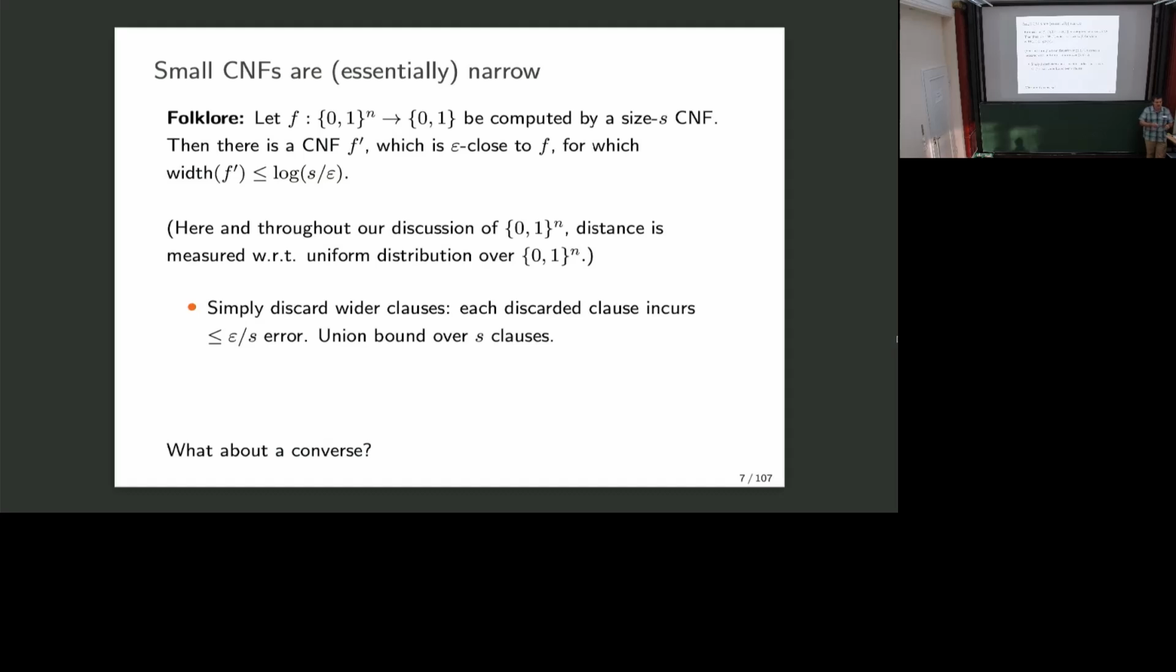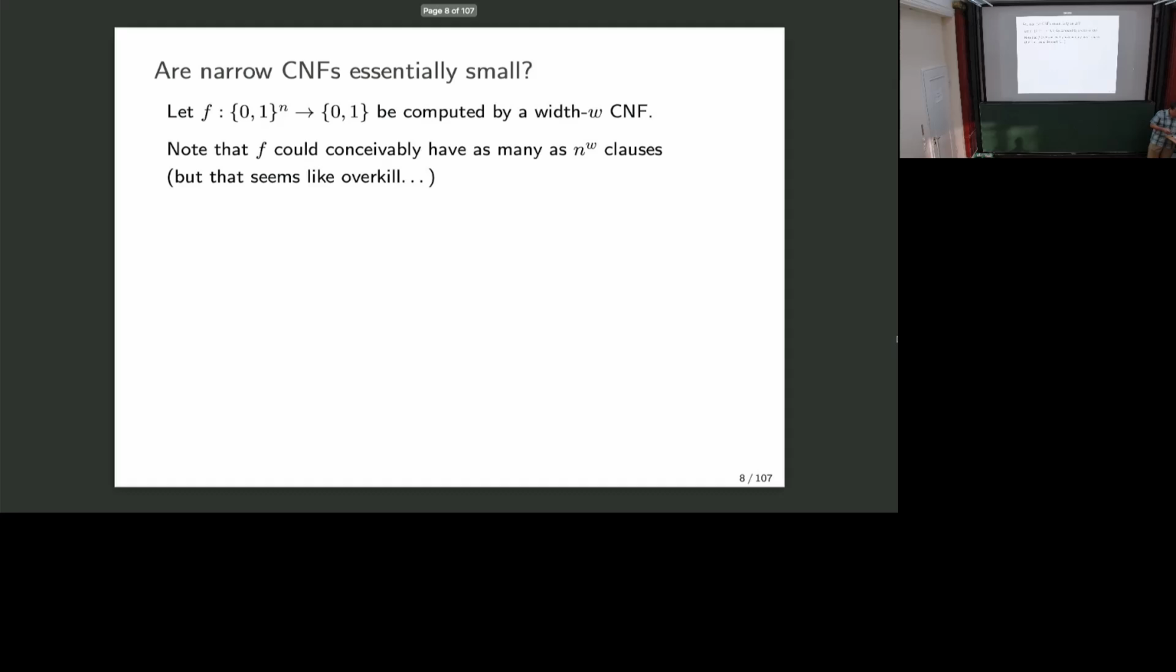Does something like this hold in the other direction? And that turns out to be a much more interesting and richer problem. So we can formulate this as follows. Suppose I give you a narrow CNF, a CNF where each of the clauses has width at most W. Okay? A priori, a CNF like this might have many clauses. It might have n to the W or something like that, many clauses.